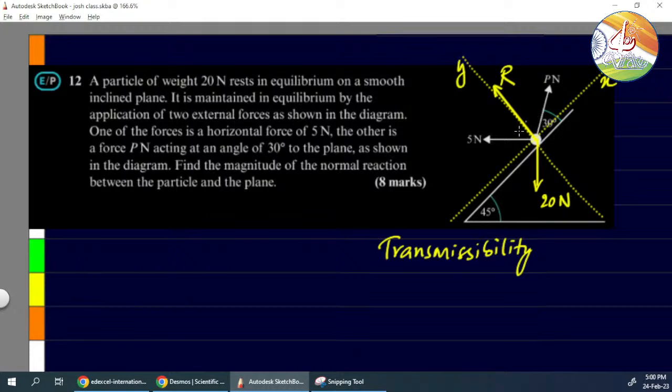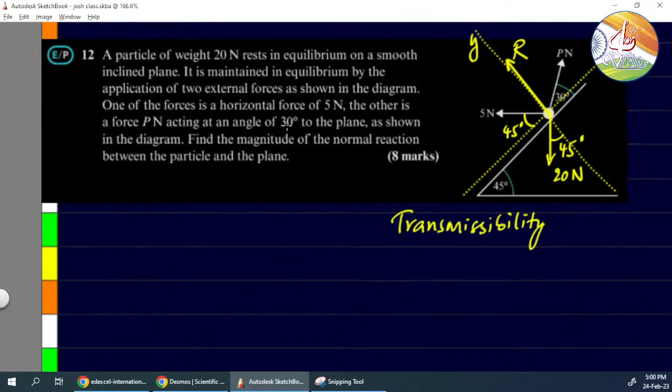Then this one is horizontal, this is okay. So what is this angle? Angle will be same as this. 45 degrees. And for horizontal, this angle will be 45 degrees, right? And this is 30 degrees from horizontal. So what have we been asked? It is maintained in equilibrium by application of forces. As shown, find the magnitude of normal reaction.